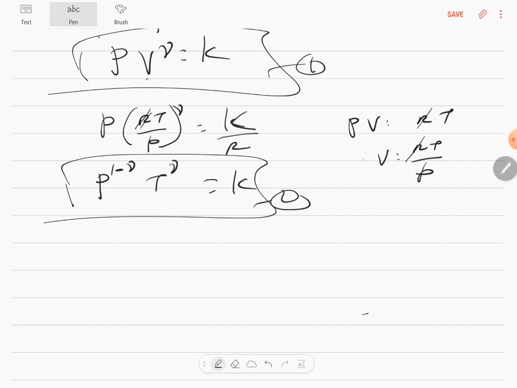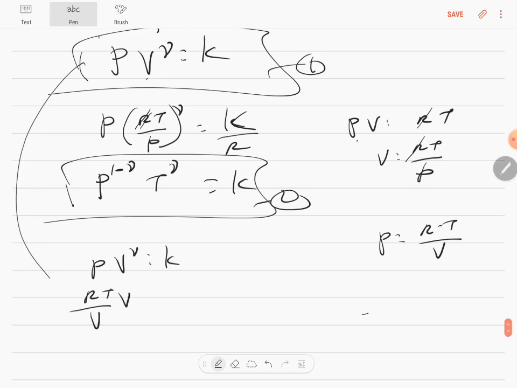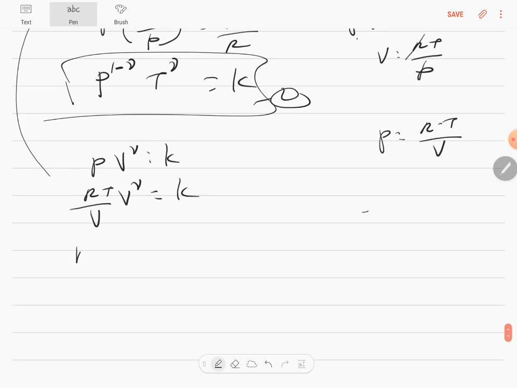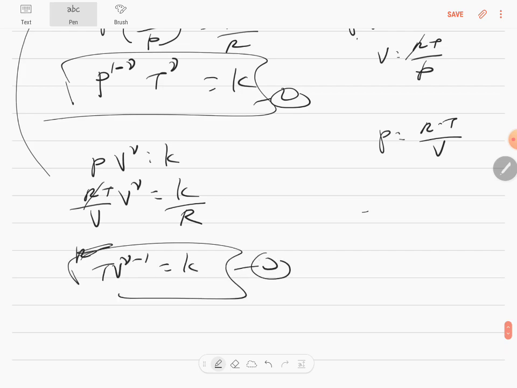Similarly, you can also substitute for P from this. P is equal to RT by V. Substitute that in this equation. PV to the power gamma is a constant, so RT by V into V to the power gamma is a constant. R can be brought out and written as a constant. So T V to the power gamma minus 1 is a constant. This is the third important result, because they will have numericals based on this, and this is very important.